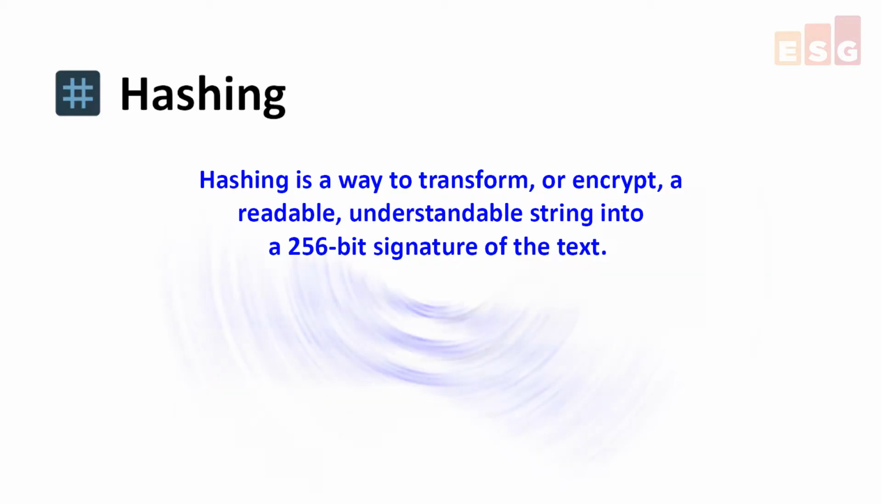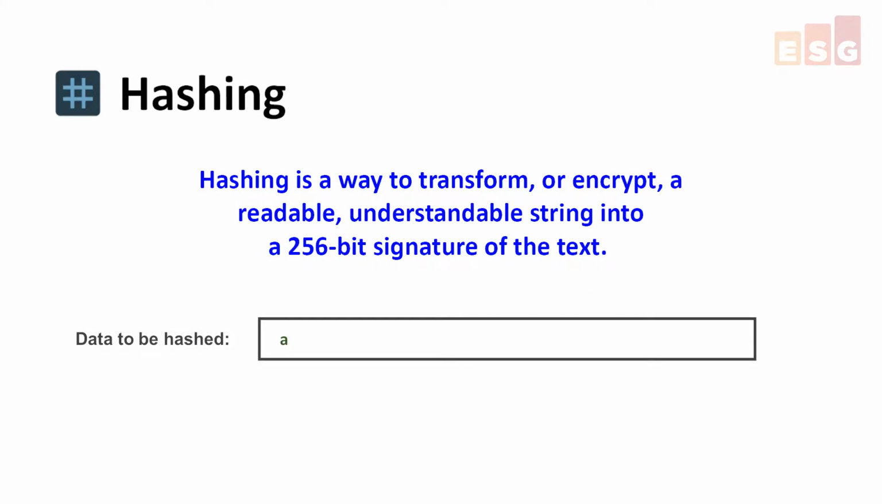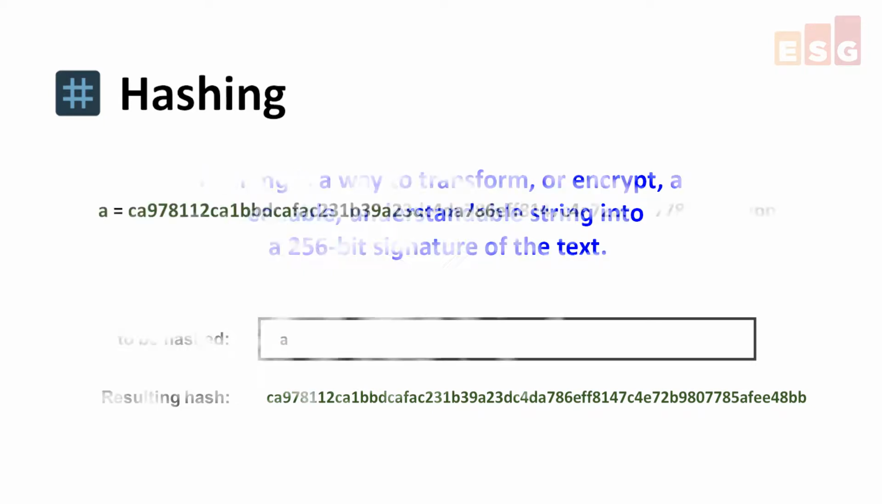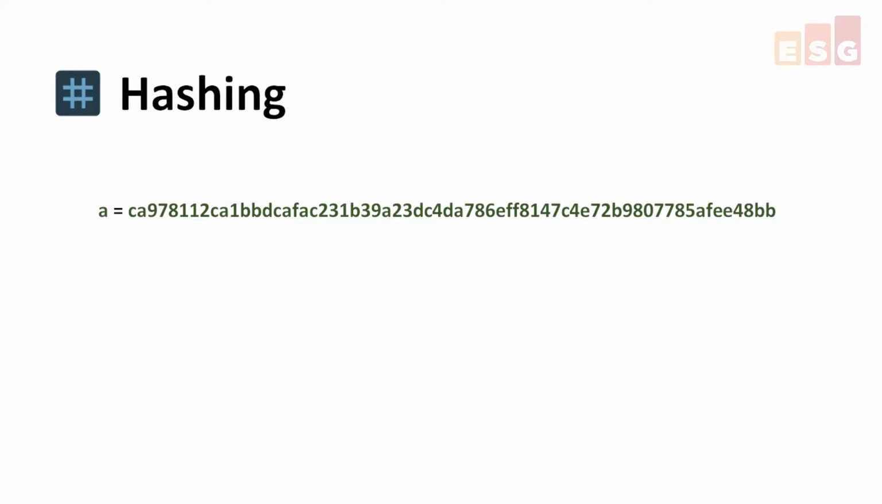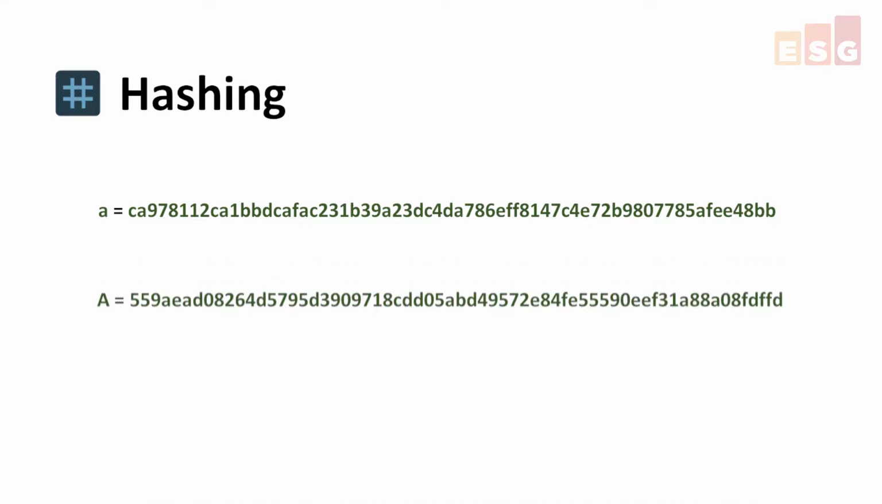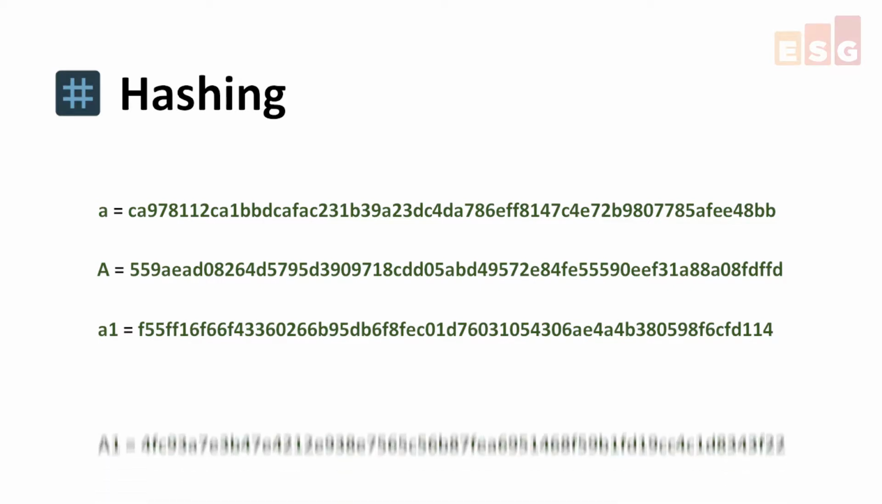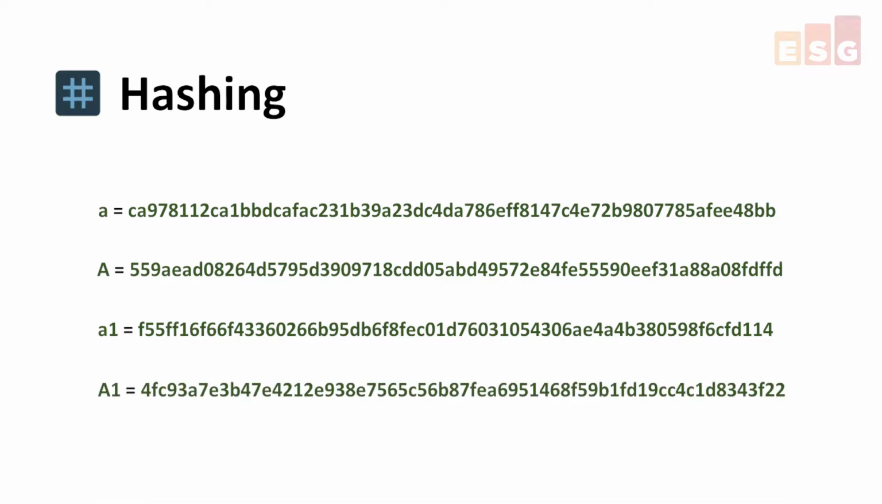So here's an example. If I simply take the lowercase letter a and run it through the SHA-256 hashing algorithm, you get a long and confusing combination of letters and numbers. Now here are three minor variations with their subsequent hashes: capital A, lowercase a followed by the number 1, and capital A followed by the number 1. I think you get the point.